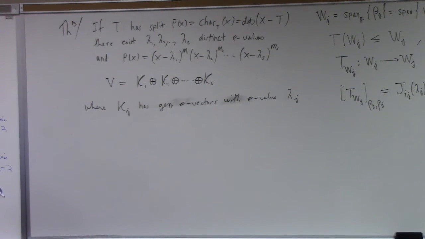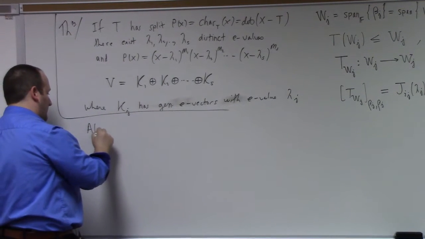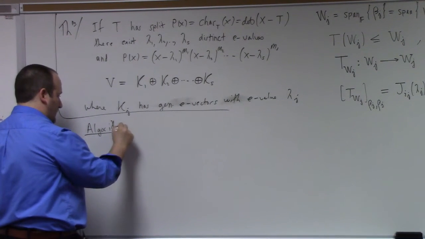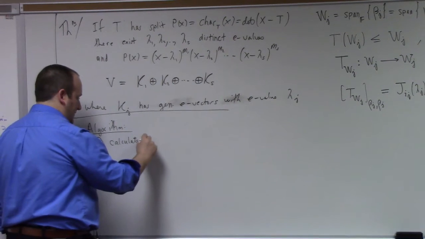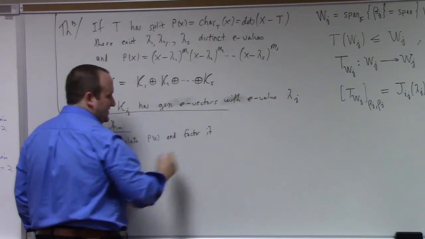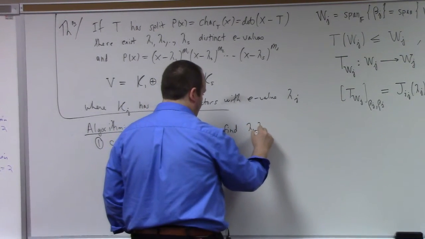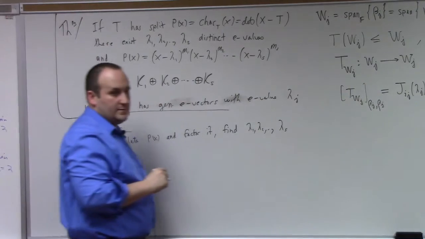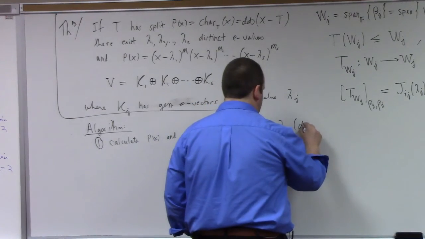So basically, going back to your question, how do you calculate the Jordan form? To calculate the Jordan form is to calculate the Jordan basis. So here's basically the algorithm. Number one, and it always goes back to this: calculate p of x and factor it. In other words, find your distinct eigenvalues.